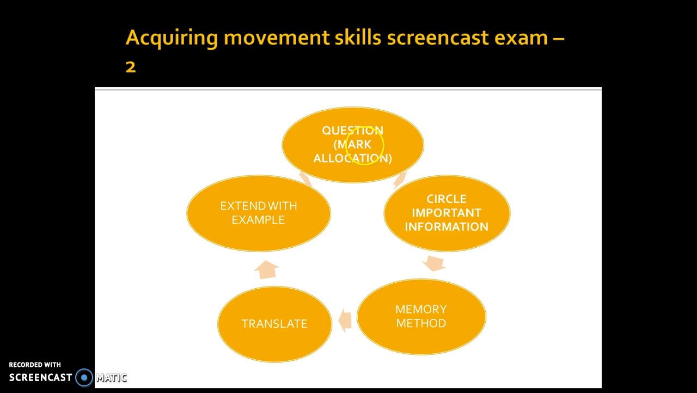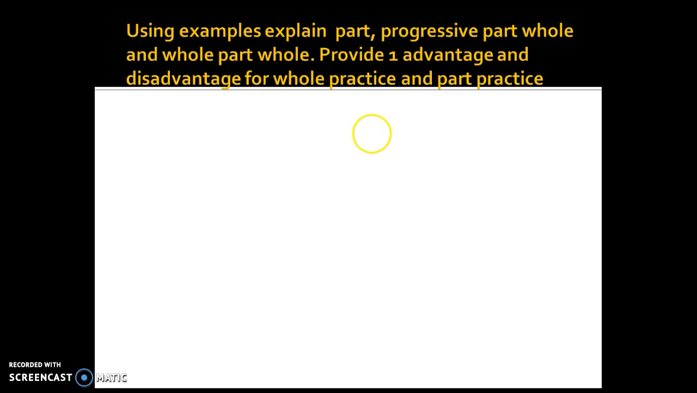So if we go from here then, let's get on to the first question. We're looking at our first one. Basically, using examples, explain part, progressive part, whole, and whole-part-whole practice. You need to provide one advantage and one disadvantage for whole and part practice. So think about it.